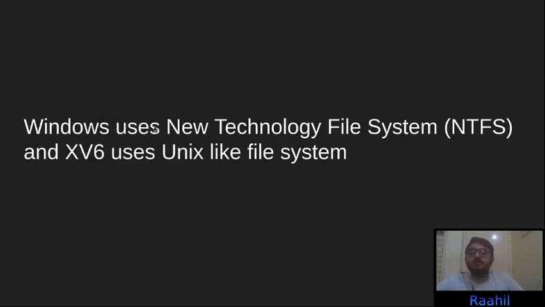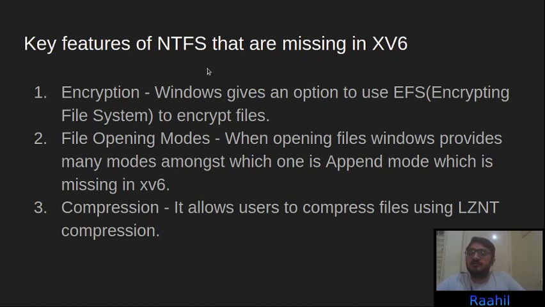Windows uses the New Technology File System, that is NTFS, and xv6 uses a Unix-like file system. The key feature differences between NTFS and xv6 are, first, encryption. Windows provides us an option to encrypt our files using EFS. Another is that Windows provides multiple file opening modes, one of them being append mode. xv6 does not provide append mode, it only gives us read-write modes. For compression also, Windows provides LZNT compression, whereas xv6 does not have any such feature.